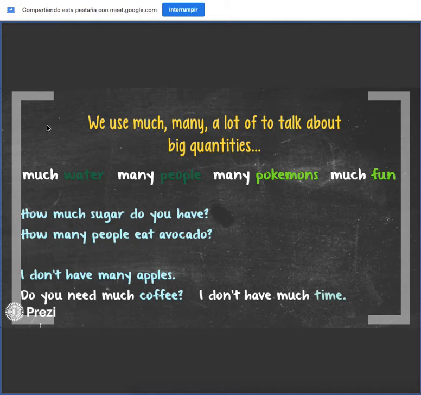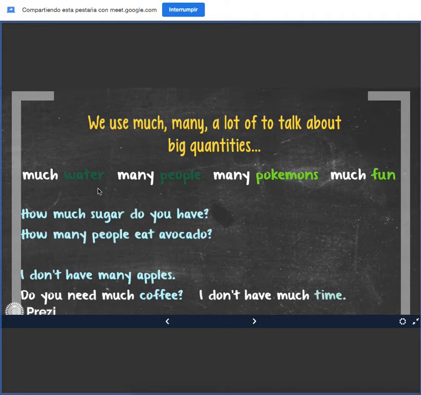Como muchas cosas de algo. Como mucho, pero mucho, muchísimo. A lot of is bigger than much and many. Cuando tú usas a lot of, estás hablando de una cantidad aún mayor de la que hablas con un much y con un many. So we are going to check this. Much water, many people, many Pokemons, much fun.